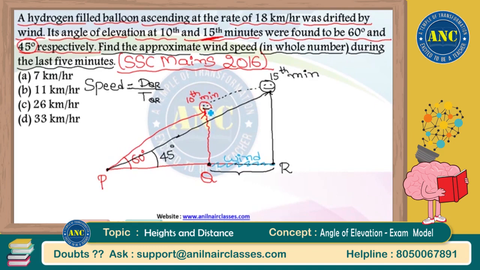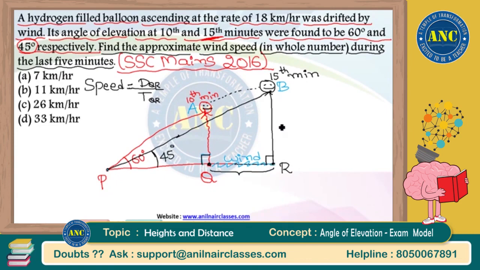If I name this triangle, PQ and this balloon, that is the first right angle triangle. The second right angle triangle: let me name this position as A and this position as B. There is no harm in taking any alphabets. This is the first right angle triangle, and there is a bigger right angle triangle forming an angle of 45 degrees. It is PRB, another triangle.